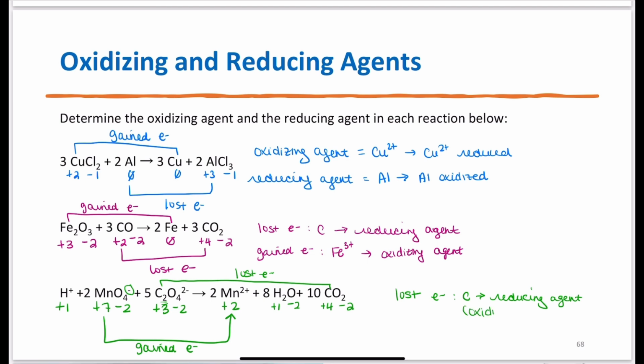Because it was oxidized. And gained electrons was my permanganate. Started off as a 7 plus charge. Truthfully, when you've got a non-metal like this, you're most likely going to say it like this. Okay, when it's a non-metal species, keep it together. When it's an ionic species, you can split them apart because of how they split apart in solution. But here the manganese is probably going to be presented like this as your oxidizing agent. So the permanganate here is your oxidizing agent.